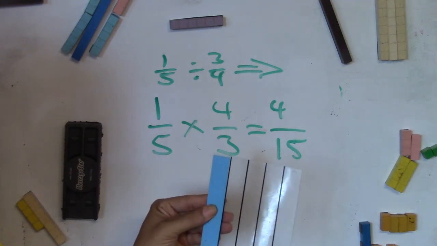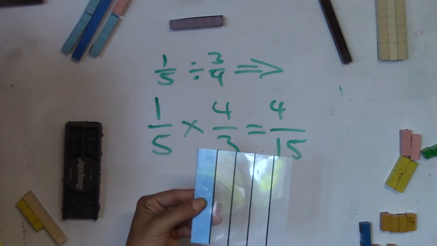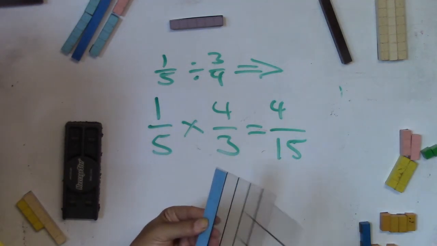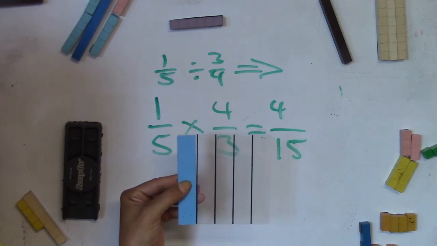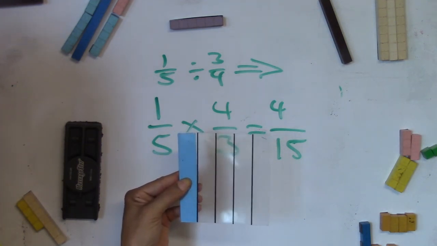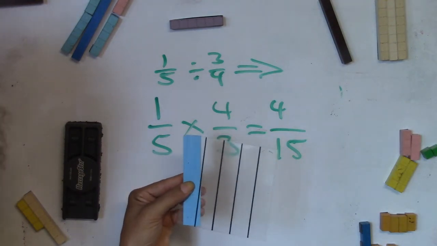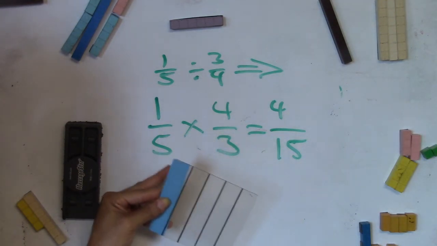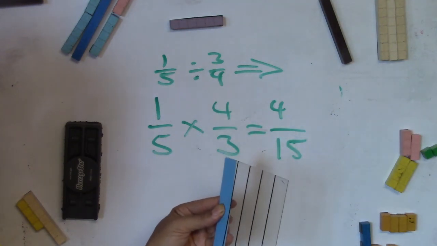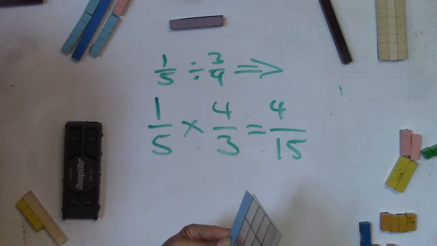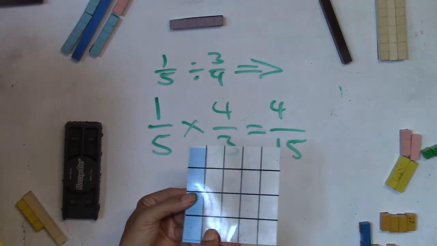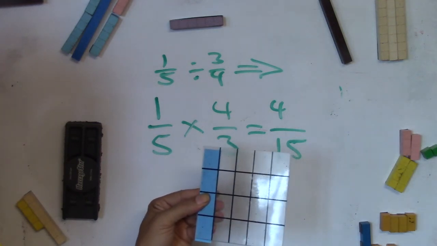Uh-oh, now I have an issue. How do I show this? Tell me, how do you show it? Well, this one says go over 1 of 5 and then go up 4 of 3. Like the 4, you got 3, but you're going up 4. So how do I show that? Well, I can't.